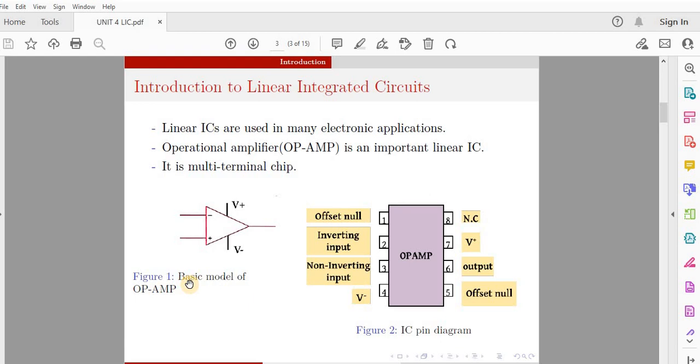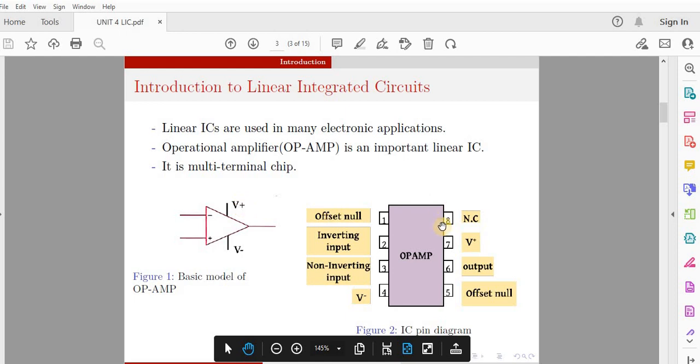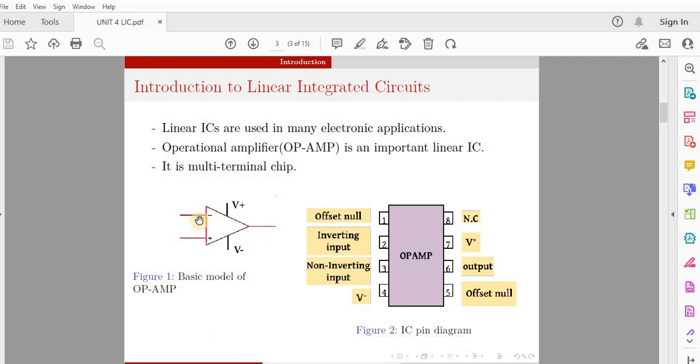Here you can see a basic symbol of an op-amp, and here we can see an IC pin diagram for an op-amp. It has three basic terminals. Two are the inputs and one is the output. This is called the inverting terminal and this is called the non-inverting terminal. Suppose we ground the positive terminal and give the input signal to the negative terminal, the output will be an inverted output. And if we ground the negative terminal and give the input to the positive terminal, then the output will be a non-inverting output.